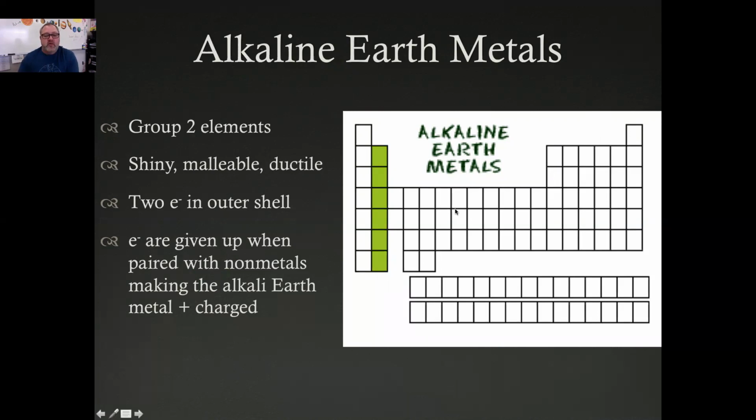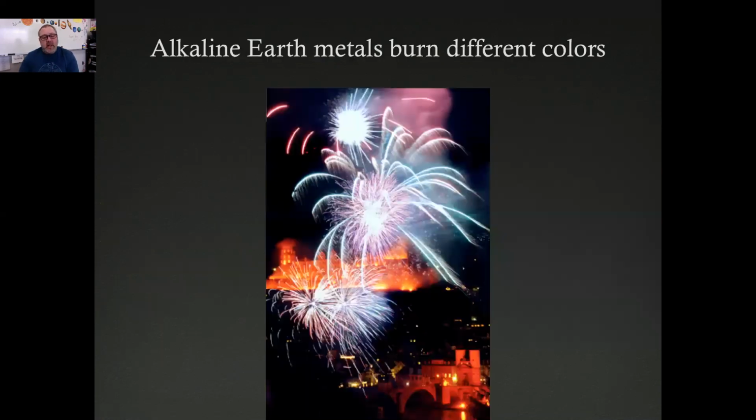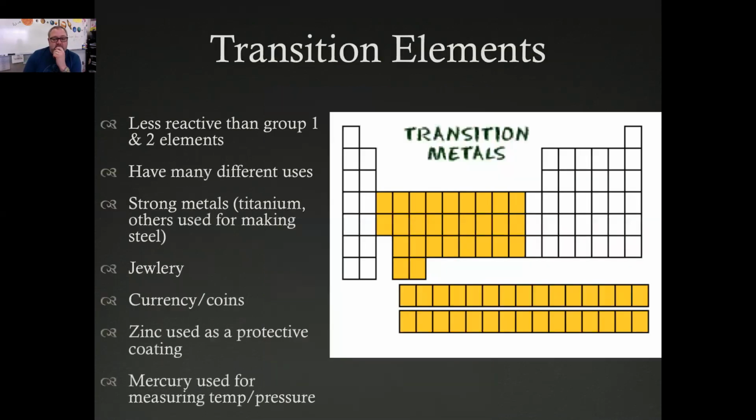Again, because the group 2 alkaline earth metals are losing 2 electrons, they become more positively charged. The group 16 elements, if they're bonding with those, are going to gain 2 electrons, so they become more negatively charged. Again, then they stick together or bond together because of those electrostatic interactions. Alkaline earth metals burn in a lot of different colors. Oftentimes these are used in fireworks and things like that, because they'll burn different colors.